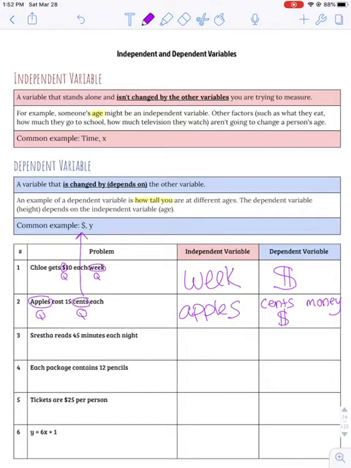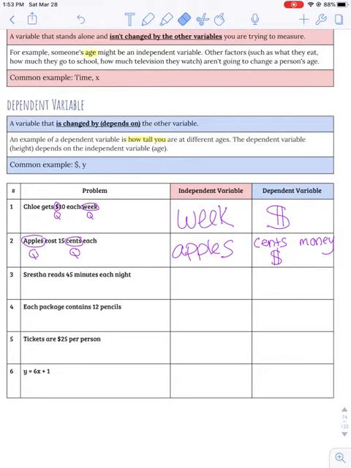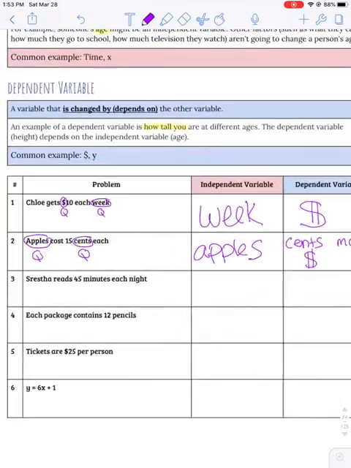So what this is saying is you buy a certain number of apples. That's in control, that's independent, and the money you spend will depend on that. The money you spend depends on how many apples you bought. All right, try number 3. Pause the video if you want some thinking time.